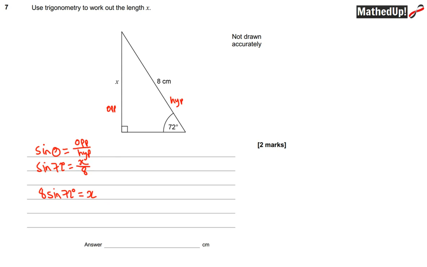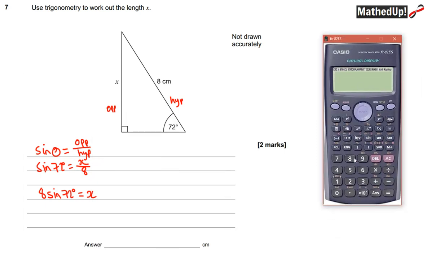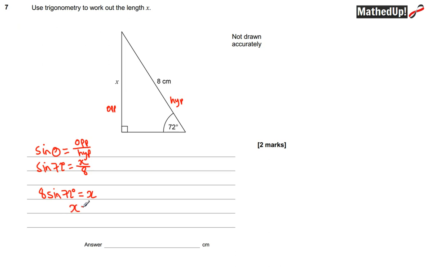And now using my calculator, I've got 8 sine 72, and that tells me that x is going to be 7.61 centimeters. So over here I'm going to put 7.61 centimeters.